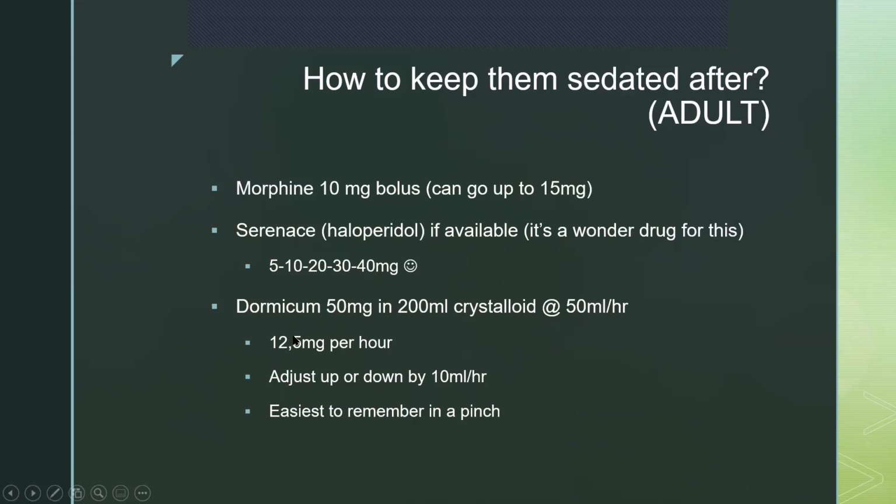You're basically giving 12.5 milligrams of Dormicum per hour. So you're running at 1 milligram every 5 minutes, which doesn't sound too bad when you look at it. If you had to stand with Dormicum and give 1 milligram every 5 minutes, you're not actually giving that much. And then you can adjust this up and down. If your patient is not sedated, you can go to 60, 70, 80, but it's very rare that you need that. Alternatively, if your patient is too sedated, you can go down to 40, 30, 20, things like that.